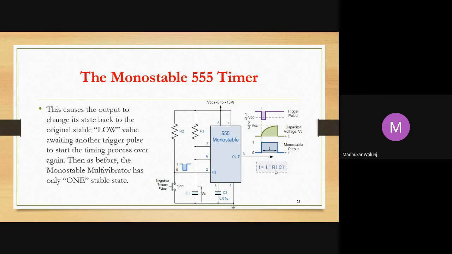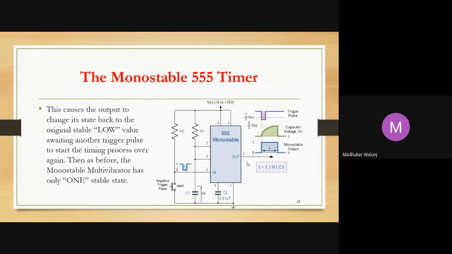So this causes the output to change its state back to the original state, low, waiting for another trigger pulse to make it high. So if we do not give a trigger, we do not get the pulse width, or we can say the output stays low. So that's why it is called a monostable. A single trigger gives us a single pulse.